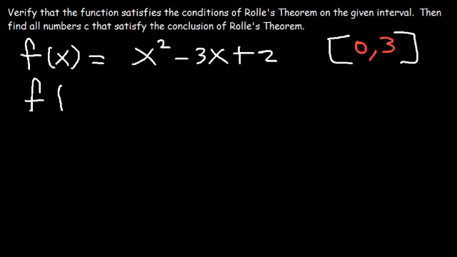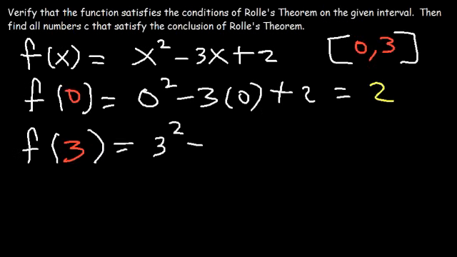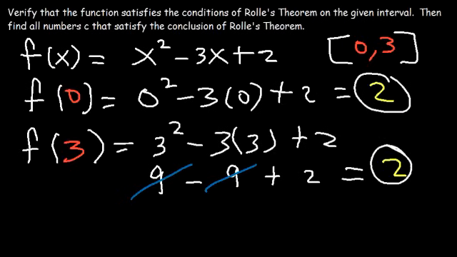So f of 0 is going to be 0 squared minus 3 times 0 plus 2, which the whole thing is equal to 2. Now what about f of 3? 3 squared minus 3 times 3 plus 2. 3 squared is 9. 3 times 3 is 9, plus 2. 9 minus 9 is 0, so they cancel, and it equals 2. So f of a is equal to f of b. Therefore, the third condition has been met.